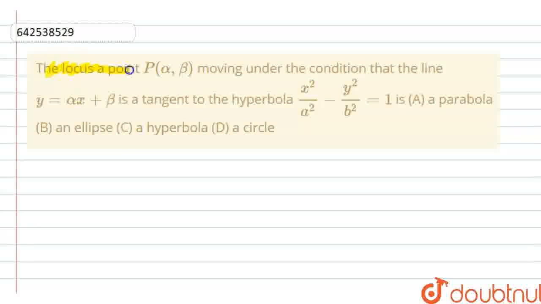Everyone, so the question is: the locus of point, that is coordinates having alpha and beta, moving under the condition that the line y equal to alpha x plus beta is a tangent to the hyperbola x square upon a square minus y square upon b square is equal to 1. So basically we have to find the locus and then take which of the following option is correct, whether it's parabola, an ellipse, hyperbola or a circle.